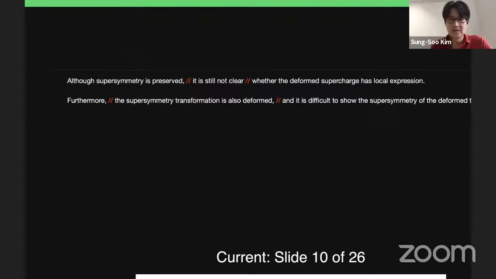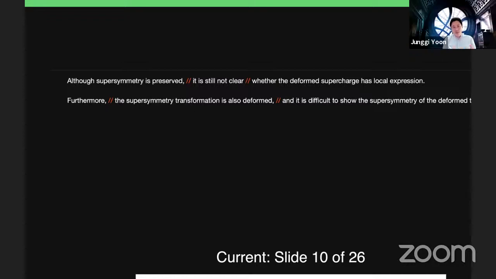deformed, and usually it is very difficult to show that the supersymmetry of the deformed theory is valid. Whether the deformed theory has supersymmetry or not is also a very difficult problem.